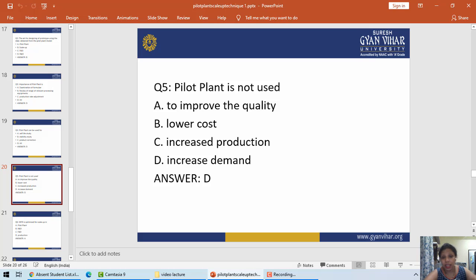Increase production, yes, we can use it for the increase in production. Increase in demand, is it used for that? No, increased demand is not related to the pilot plant anymore. So the last answer, the last one, is correct.